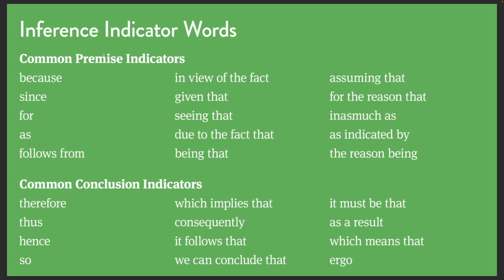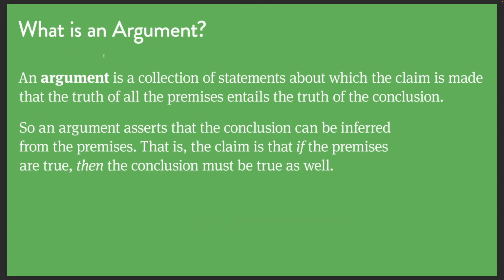You're going to be a lawyer or a really persuasive person, maybe. Anyway, so what's an argument? An argument is a collection of statements about which the claim is that the truth of all the premises entails the truth of the conclusion, the main conclusion. What it's all going for is that you can say the main conclusion is true because all these premises support it. They give evidence. They justify it. So an argument asserts that the conclusion can be inferred from the premises. That is, the claim is that if the premises are true, then the conclusion must be true as well.